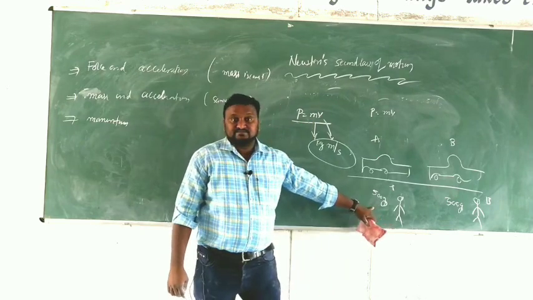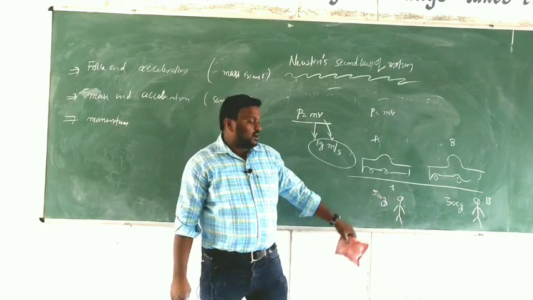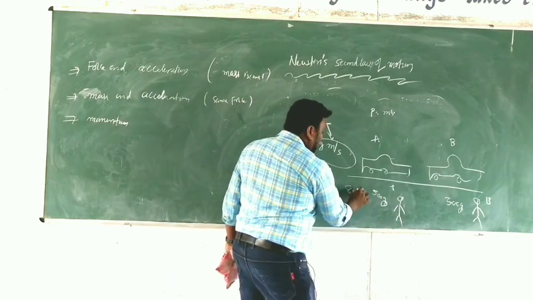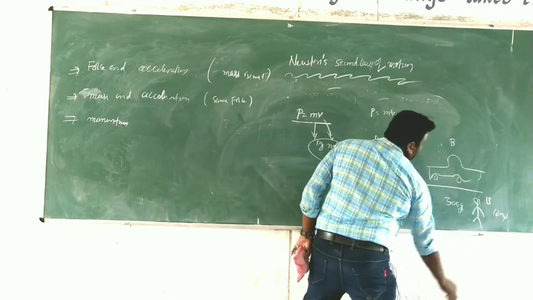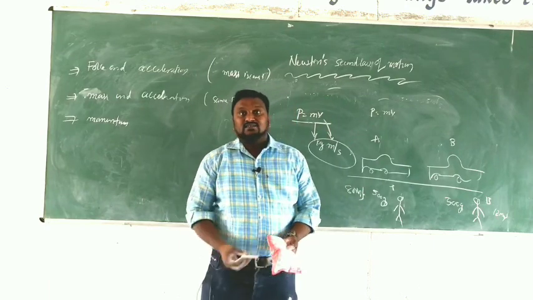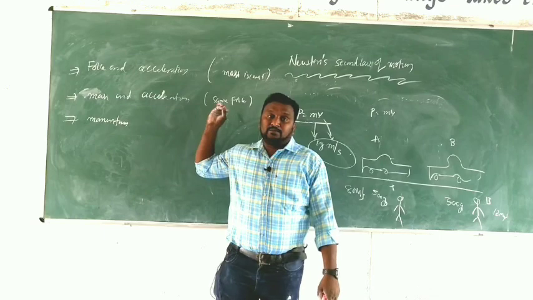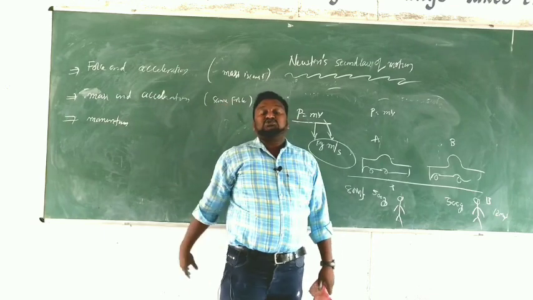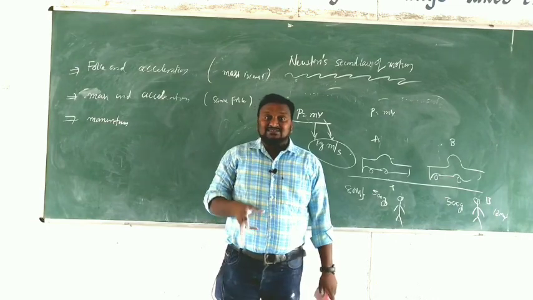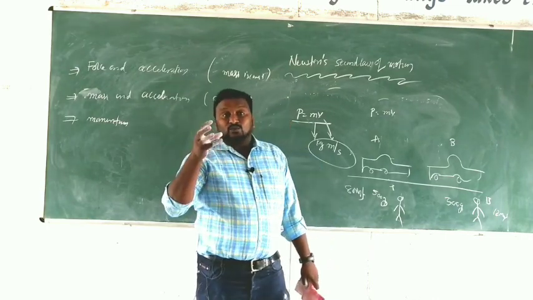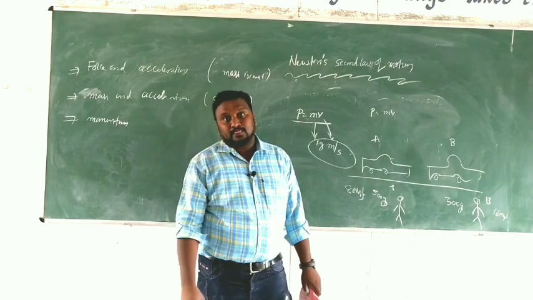He was throwing the stone onto the car with a speed of 80 meter per second, and this one 120 meter per second. Clear? Both boys have the same mass in their hands and are throwing stones onto the cars. Just imagine, don't do this. Then which stone can cause more damage to the car?